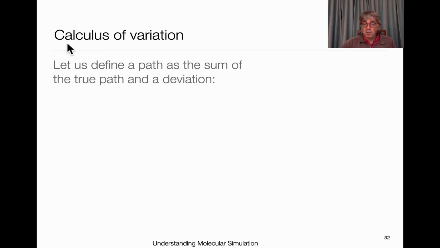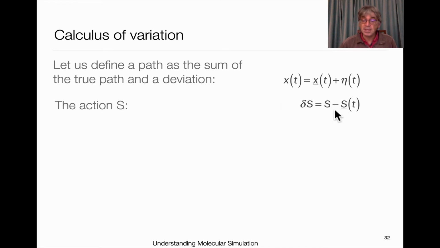So there is a formal way of solving this, and that is called the calculus of variations. What we do is we define the path as the sum of the true path and a deviation from the true path. It's a little bit similar to what we have seen with the velocities, but now we do it with positions. So we write the actual path the particle takes. This is the true path the particle takes, the solution of Newton's equations of motion, and this is the deviation from the true path.